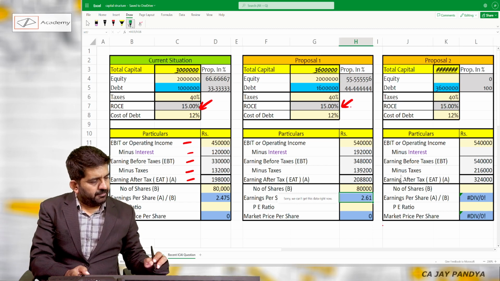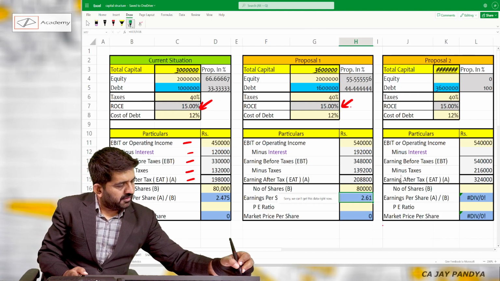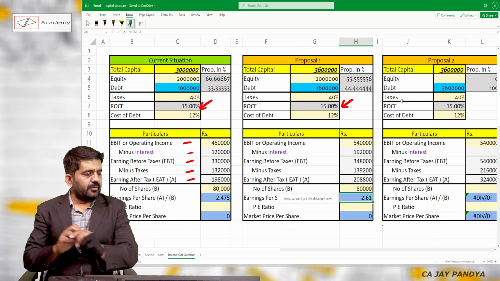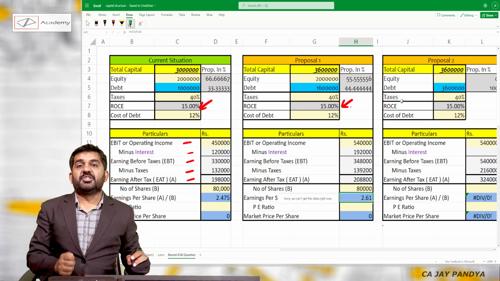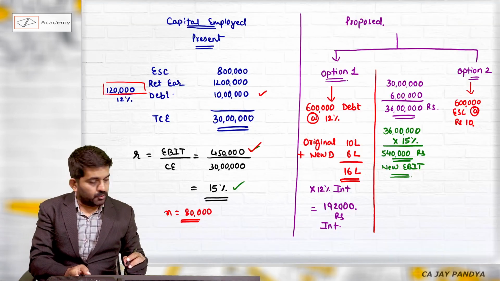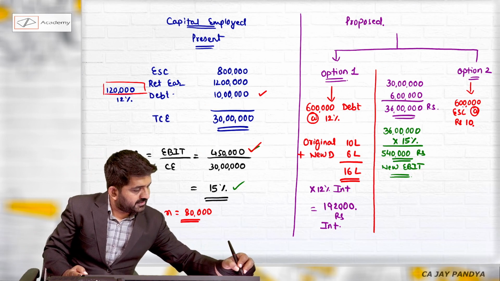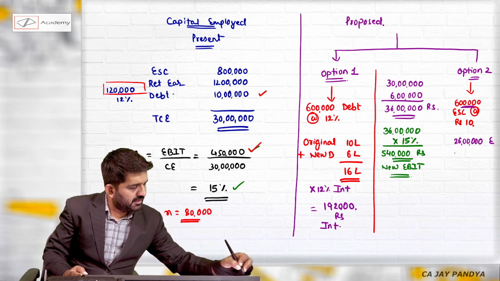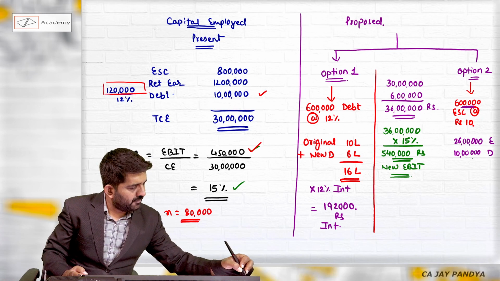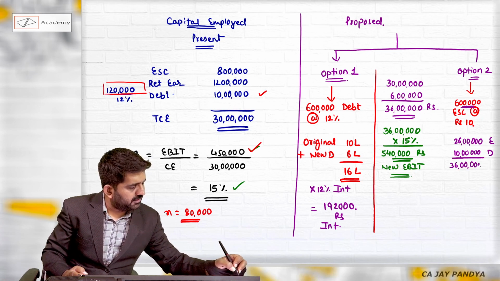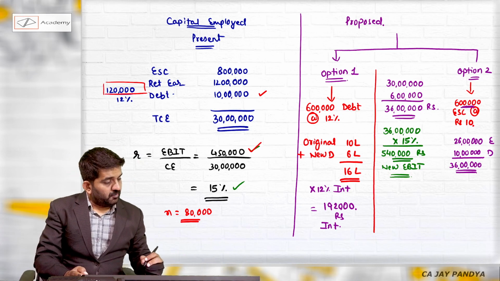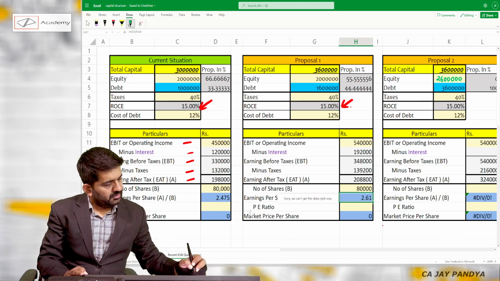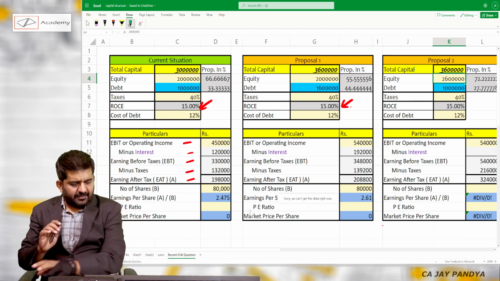I am going to proposal number 2. Total capital will remain the same, that is 36 lakhs. Now equity will change. First there was 20 lakhs rupees equity, and in option number 2, 6 lakhs rupees equity has been added. So equity will be 26 lakhs and debt will remain 10 lakhs. The total capital employed will be 36 lakhs. Everything else remains the same.